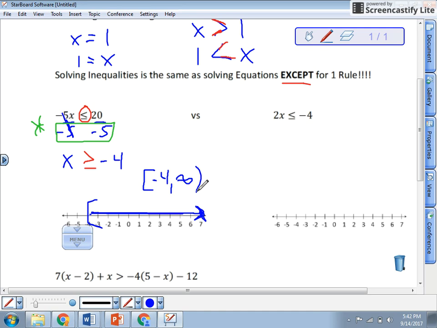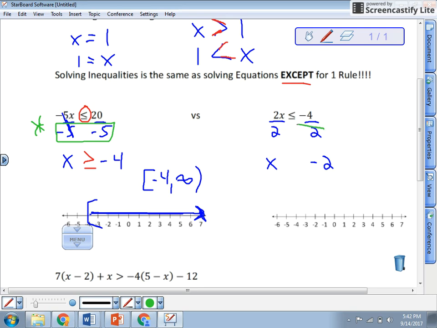Now let's take a look at this second example. I put them side by side so you can see the difference. Divide each side by 2. So I get x, and then over here, -4 divided by 2 is -2. Now here's the question. Does the sign change? Think, tick, tick, tick. Clock's ticking. No, the answer is no, it doesn't change.